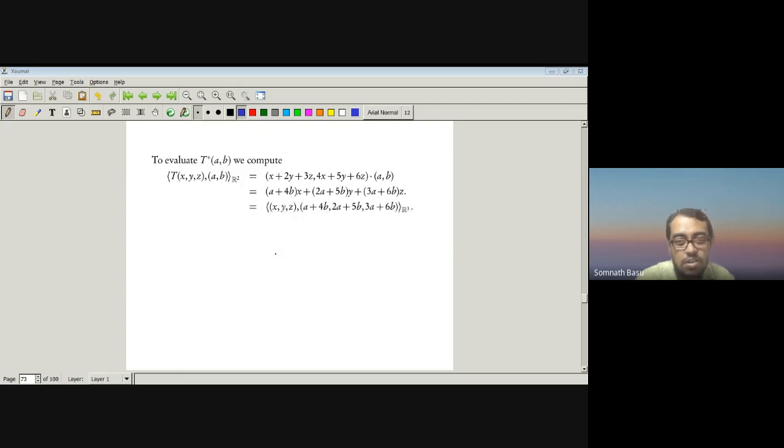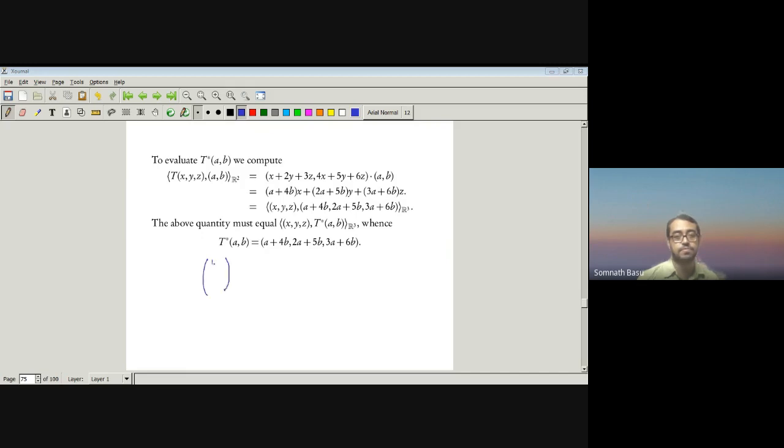You write it down, you split it out, and it's this. So this quantity must equal this, which means T star of (a, b) is a plus 4b, 2a plus 5b, 3a plus 6b. It's as if your matrix looks like a big thing, right? 1, 4, 2, 5, 3, 6. So it sort of looks like the transpose, right? The matrix of T was the transpose of this matrix. So something is going on regarding transpose.